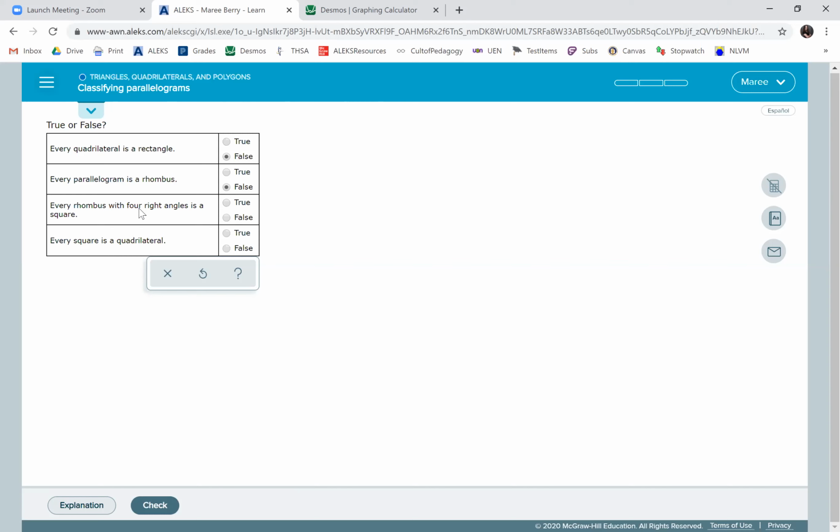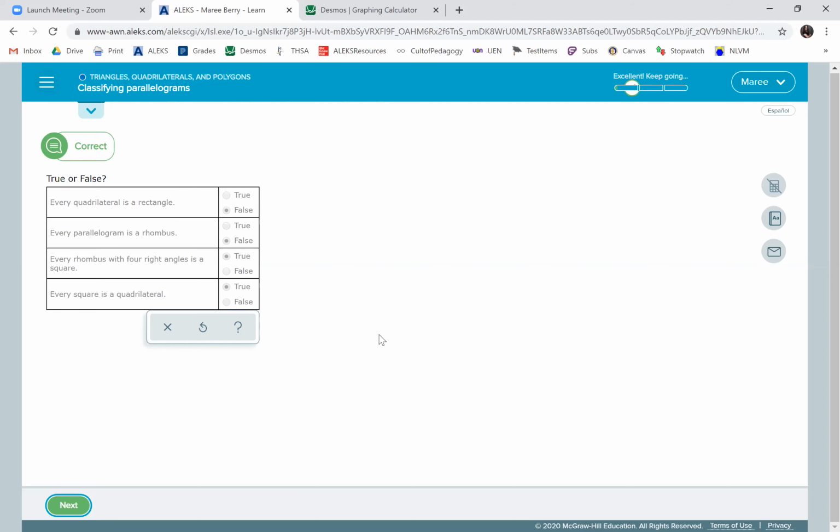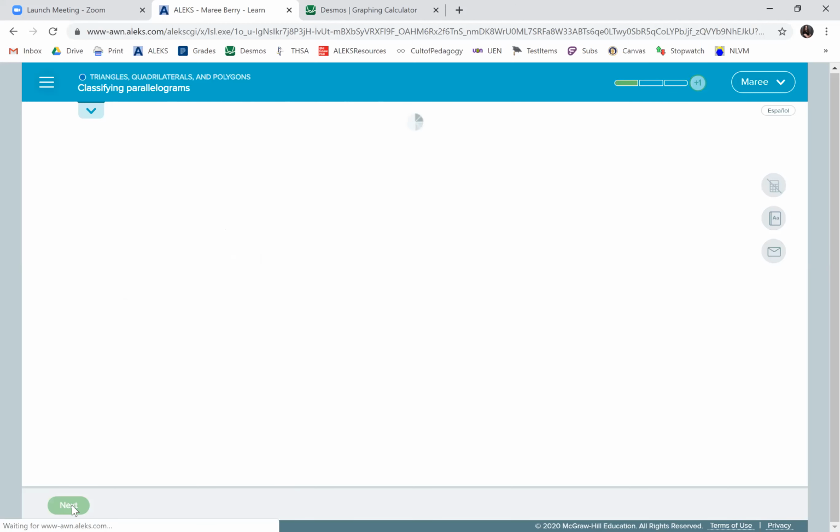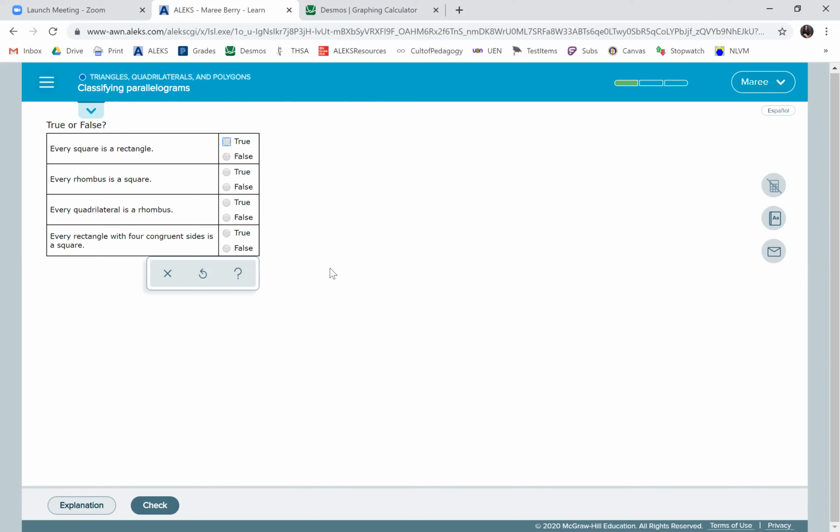Every rhombus has 4 right angles. Every rhombus with 4 right angles is a square. Yes, that is true, because squares are rhombuses with 4 right angles. Every square is a quadrilateral. That's true, because all squares are 4-sided, and the definition of a quadrilateral is 4-sided. So yes, that's true. This is just testing your ability to know the definitions of parallelograms.